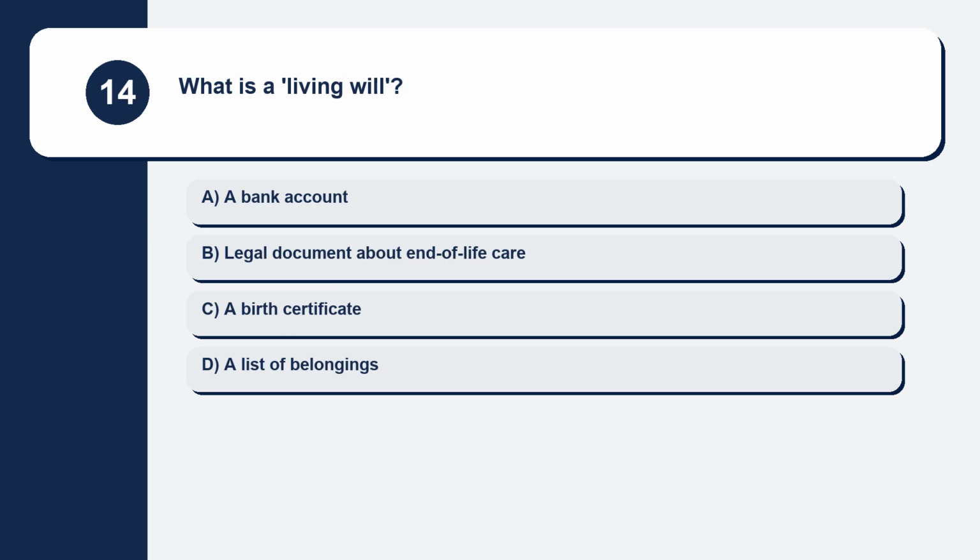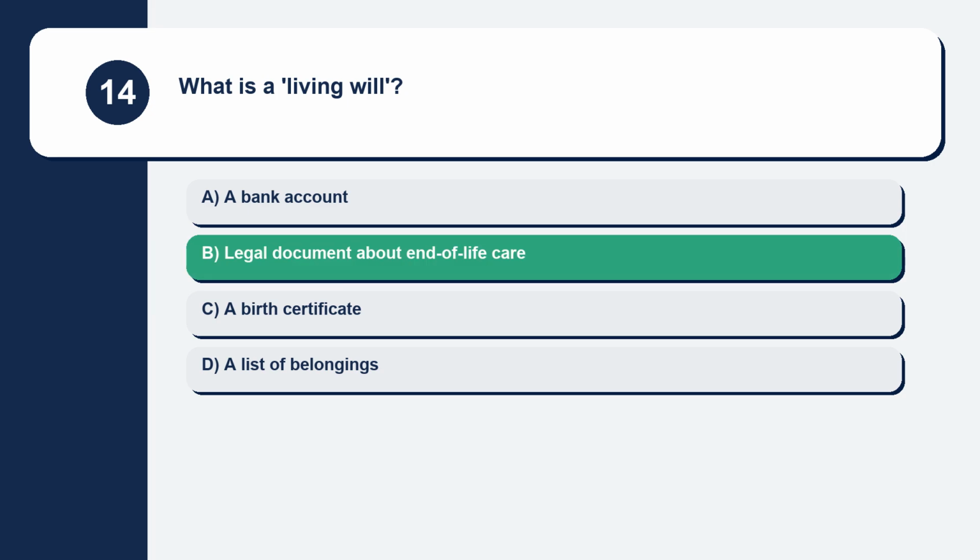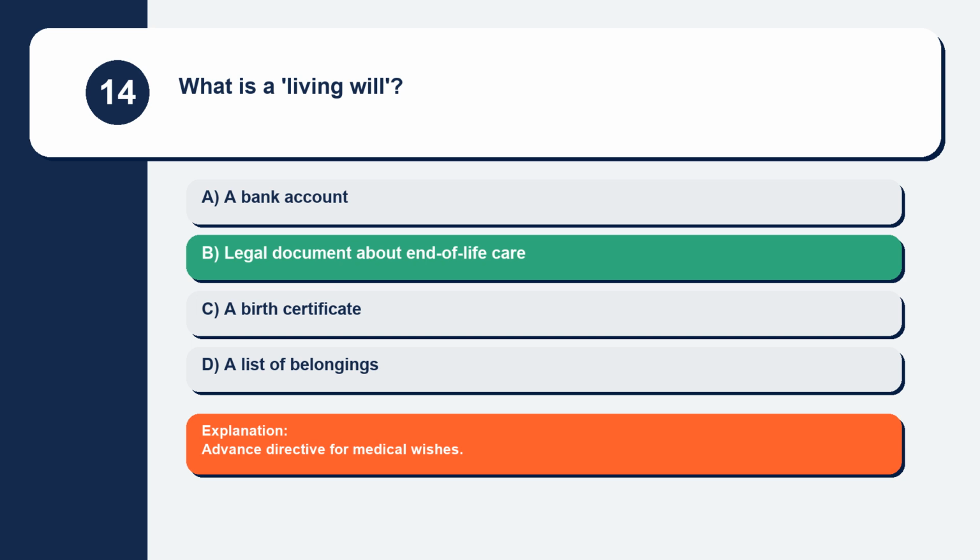Question 14. What is a living will? A bank account, legal document about end-of-life care, a birth certificate, a list of belongings. Advance directive for medical wishes.